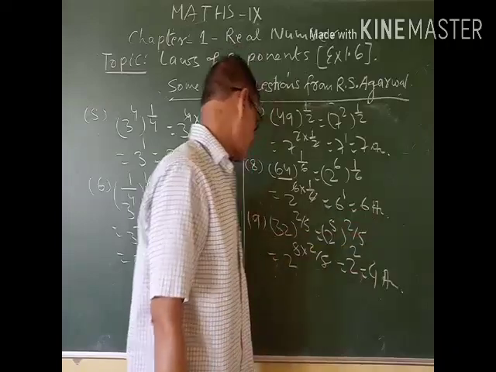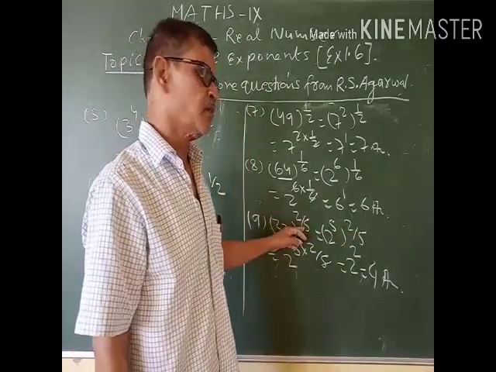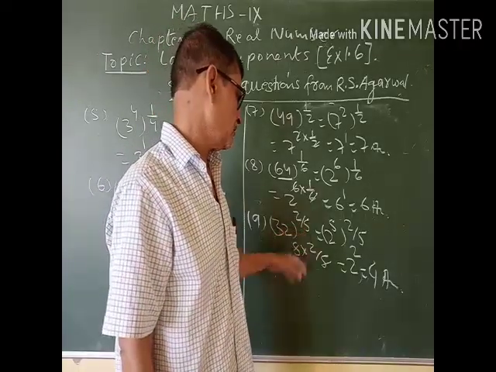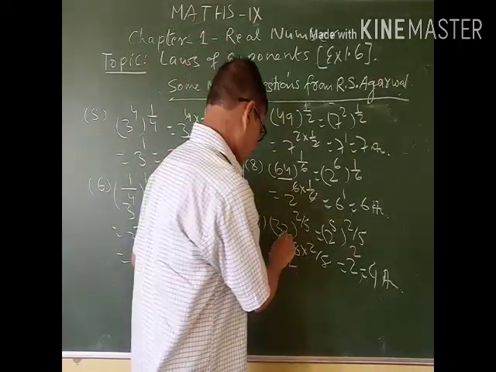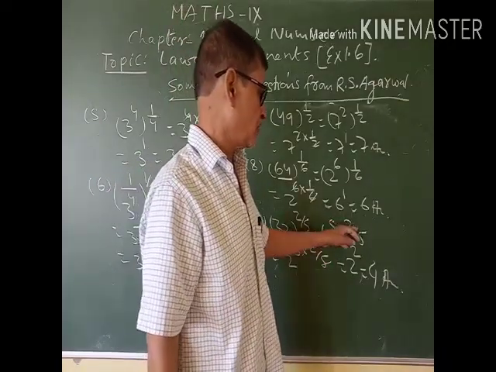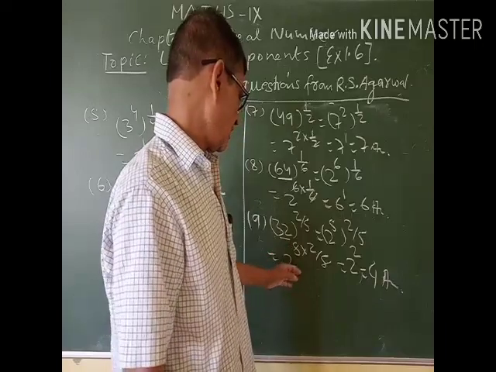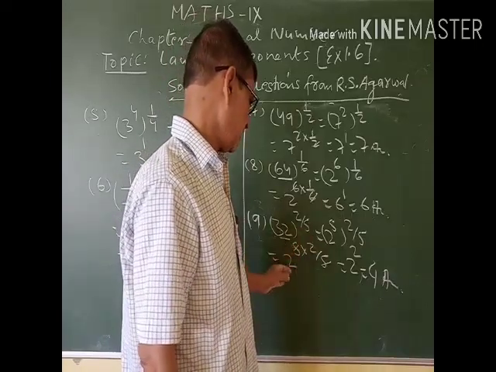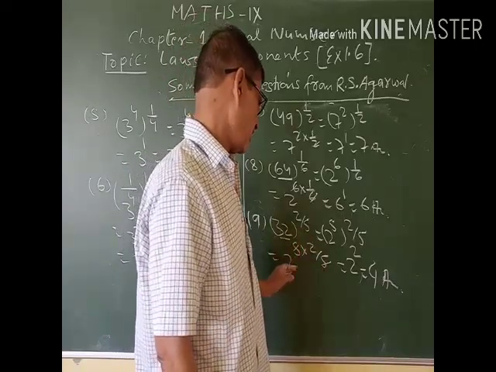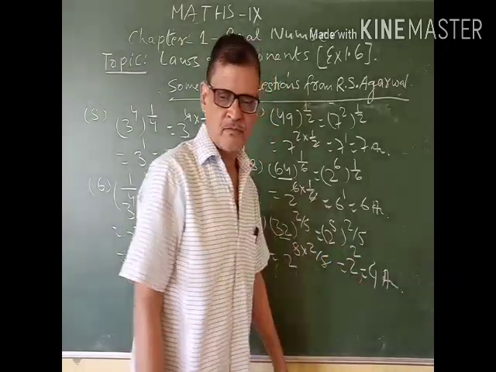Equal to 2. Again here 32 to the power 2 by 5. You can write 32 as 2 to the power 5, whole power 2 by 5, and as usual you can write this like this. The 5s cancel, 2 to the power square equal to 4.